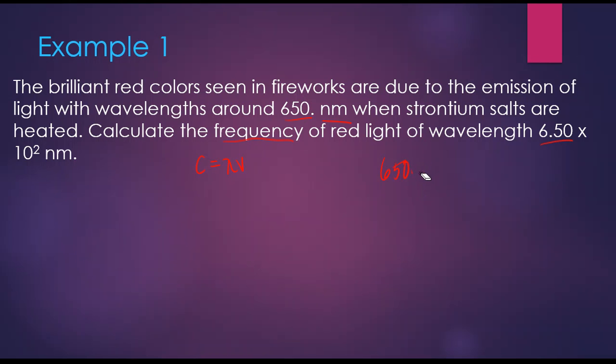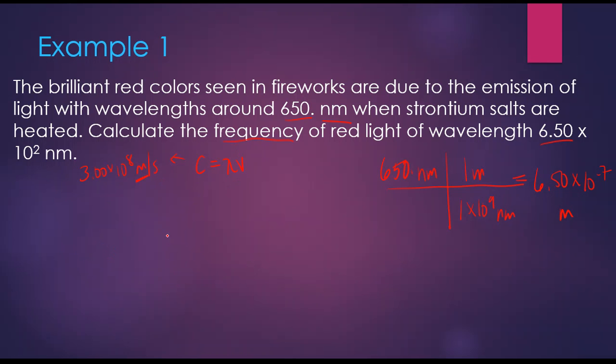Hold on, let me fix that. That's just meters. We need nanometers here, so I'm going to go ahead and convert this over to meters before I plug it in. So 1 times 10 to the 9th nanometers equals 1 meter. When I do that calculation, then I get 6.50 times 10 to the minus 7 meters. So before you can plug it in, make sure that you change any kind of measurement in terms of wavelength over to meters. Because the speed of light, if you remember from the previous slide, was 3 times 10 to the 8th meters per second. So we need that unit to match there.